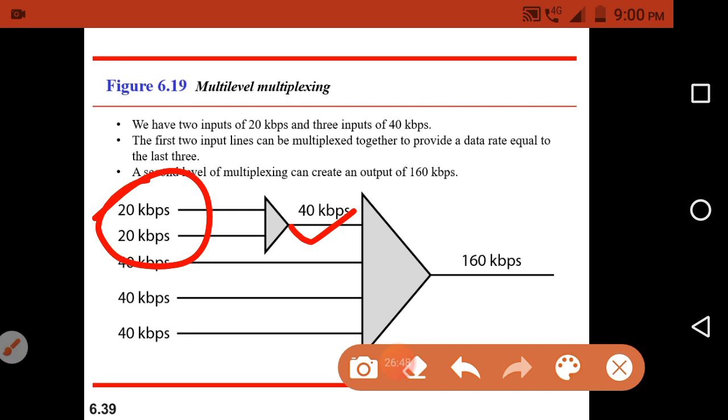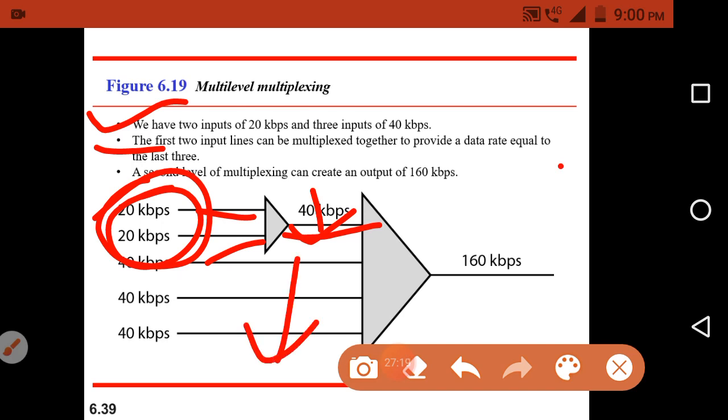Okay, two data rates. Here we have two inputs of 20 kbps and three inputs of 40 kbps, which means there is a data rate mismatch. Because two are 20 kbps and the remaining three are 40 kbps, the mismatch will happen. So what we have to do is multiplex the first two input lines and produce 40 kbps, which is equal to the remaining three data rates.